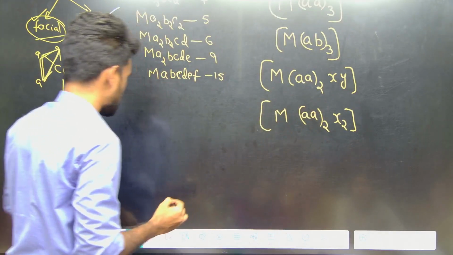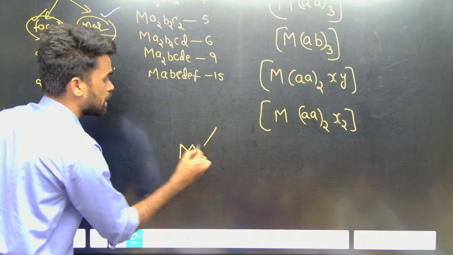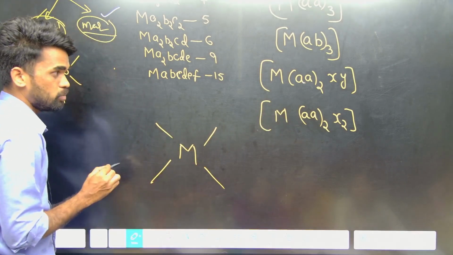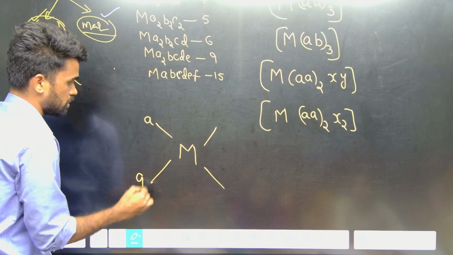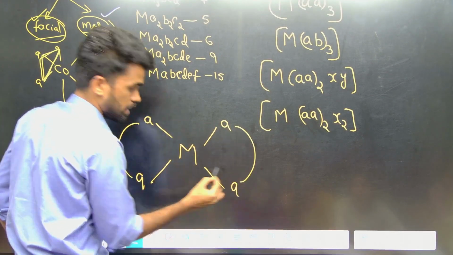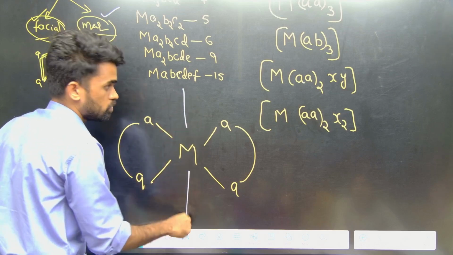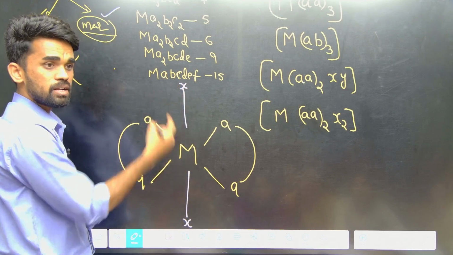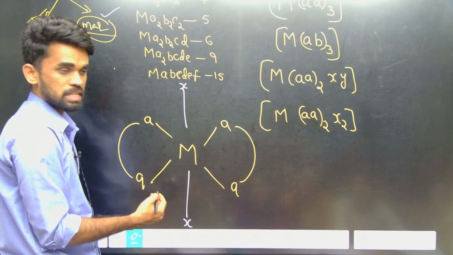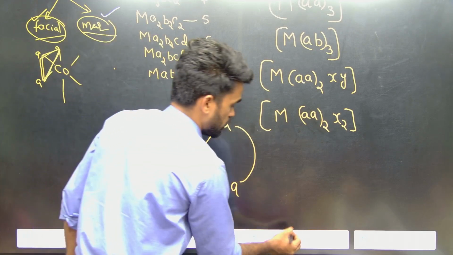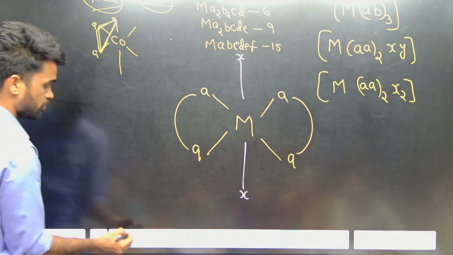Once try to write the structure M. Again, these models are important. The (AA)2 are there now. So now what I am doing is, I am putting A here and here, making a chain. A here and here, making a chain. Now above, below. Here one monodentate ligand, here one monodentate ligand. How are they? Trans to each other. Now X and X, how are they? Trans to each other.